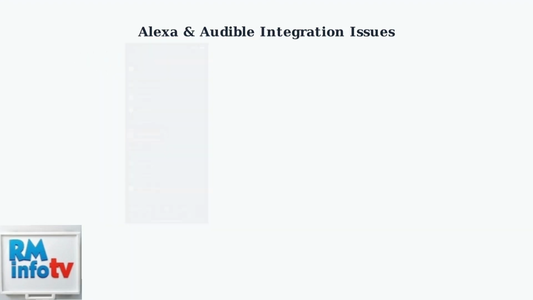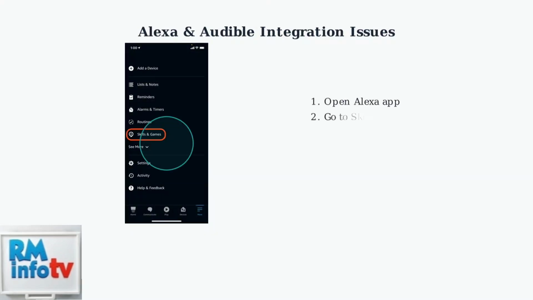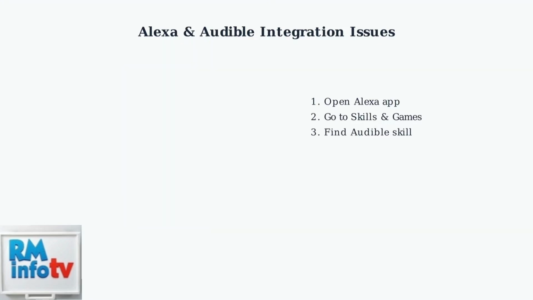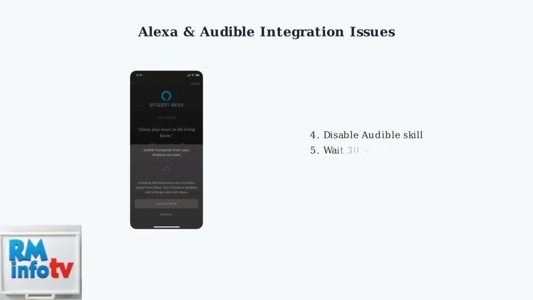The most effective solution is to unlink and relink the Audible skill. Open your Alexa app and navigate to Skills and Games to find the Audible skill. Once you find the Audible skill, disable it completely, then re-enable it. This process refreshes the connection between your accounts and often resolves synchronization issues.